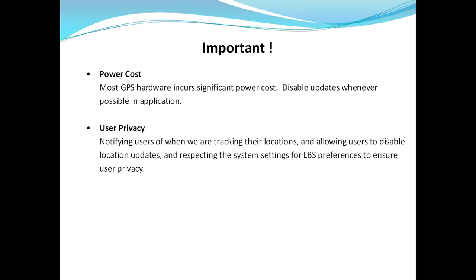So we need to notify users when we are tracking their locations and allow users to disable location updates. It helps us ensure user privacy. There are also some steps with the help of which we can preserve battery. We can reduce the size of a location-based window, which helps preserve battery life. And there are a lot of providers, so we can also restrict the number of providers.